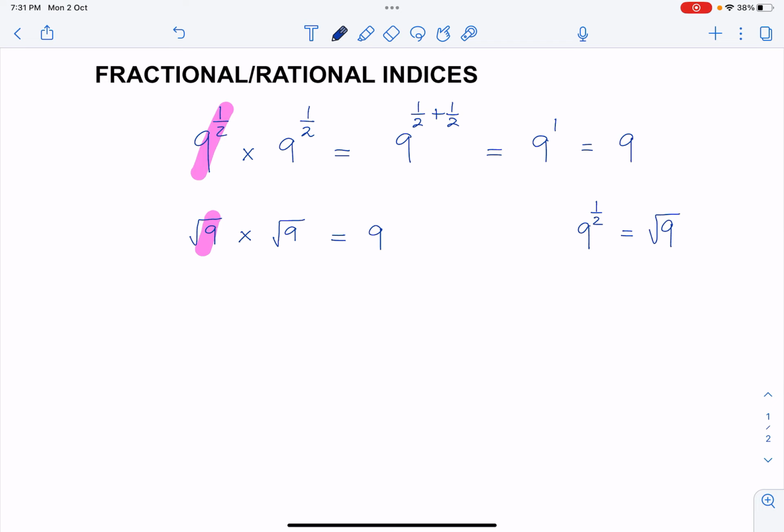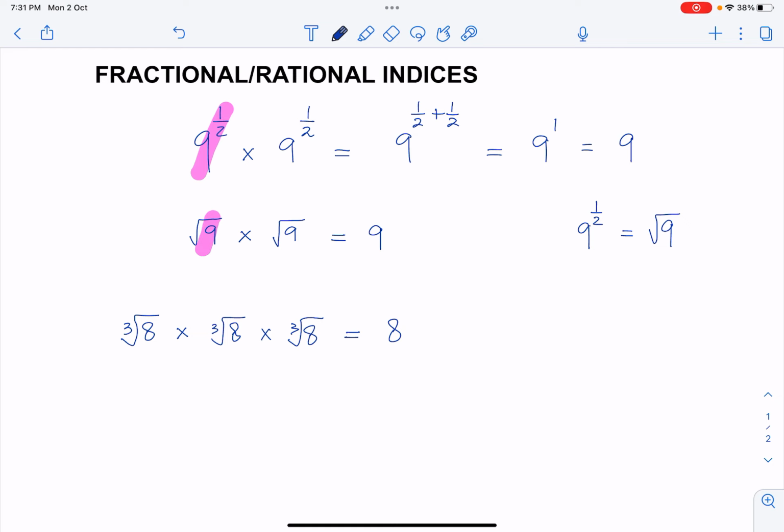Okay, so similarly, if we have, for instance, cube root of 8, a number times itself 3 lots equals 8, something times something times something equals 8, the answer is 2, right? So if we multiply cube root of 8 times cube root of 8 times cube root of 8, so 2 times 2 times 2, obviously the answer is 8.